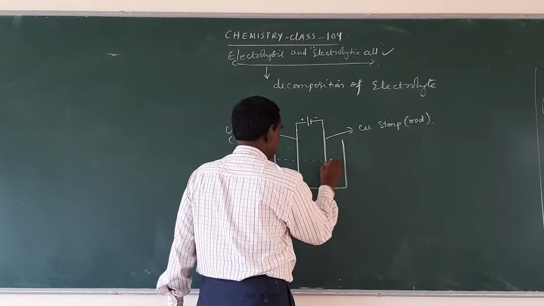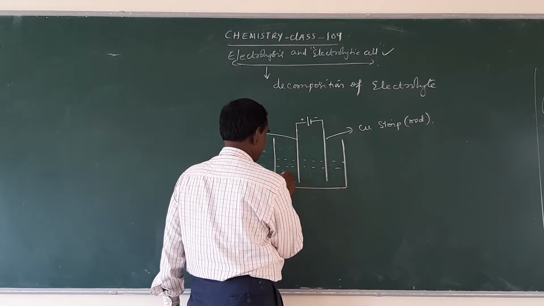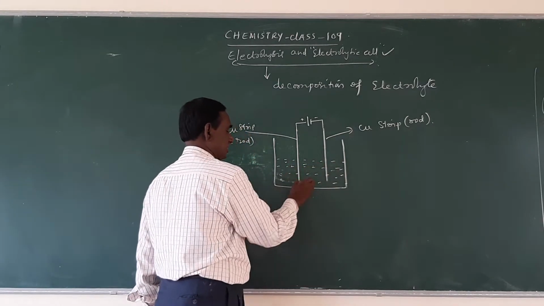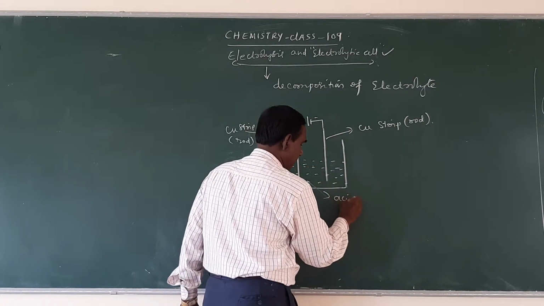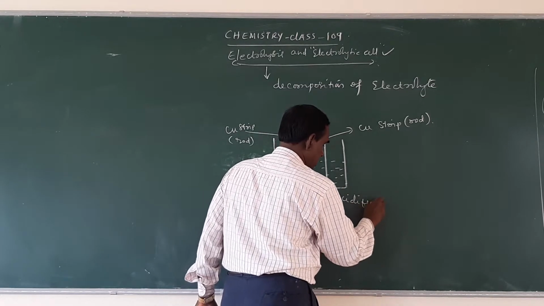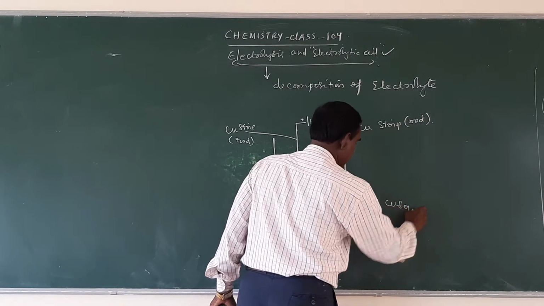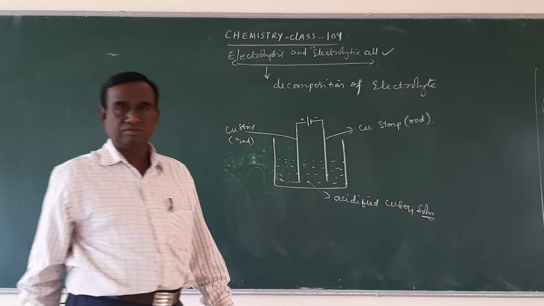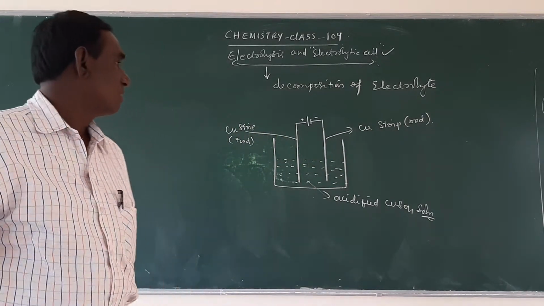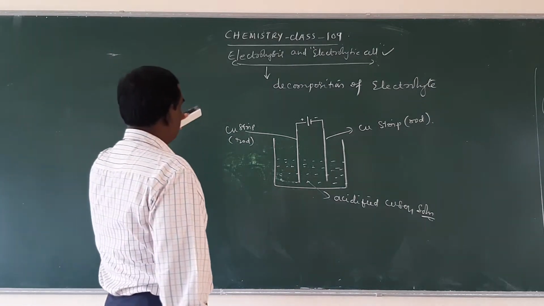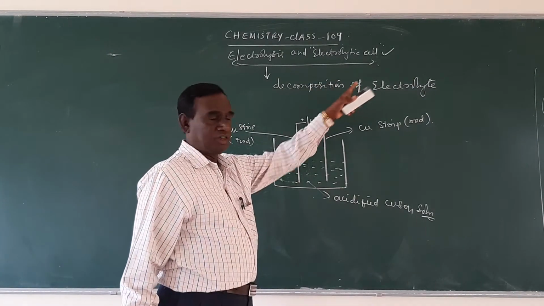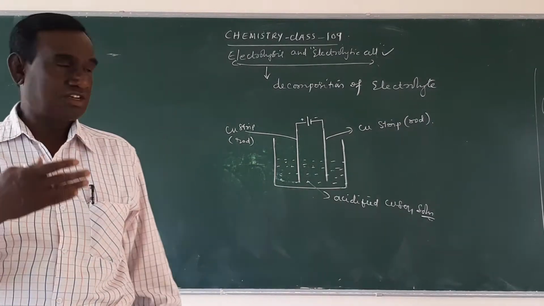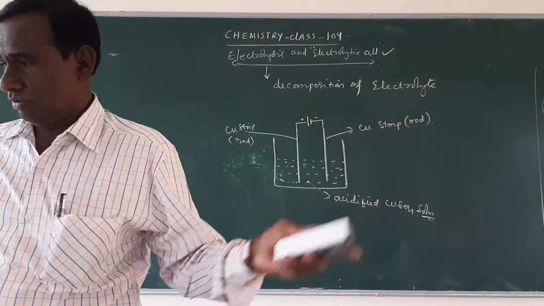In this cell, we are going to put the electrolyte solution. For our consideration, it is acidified copper sulfate solution. So you see, decomposition of an electrolyte into its constituent elements by the passage of electric current is called electrolysis. We know that.